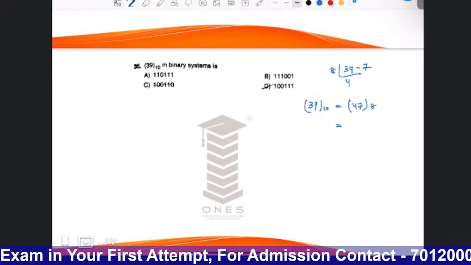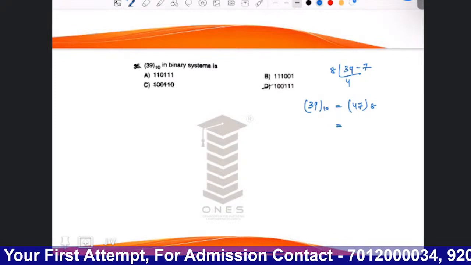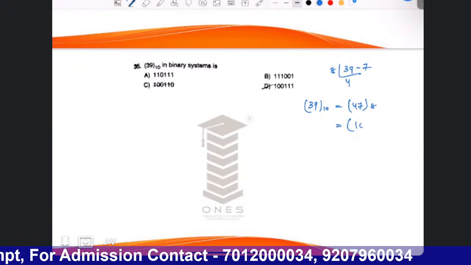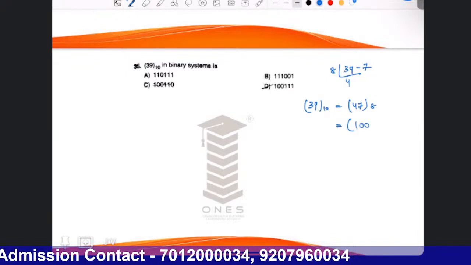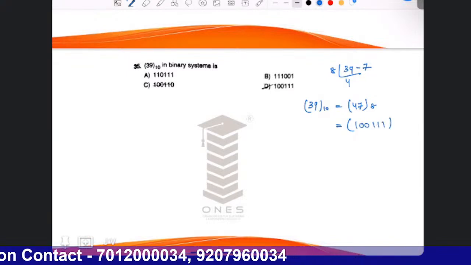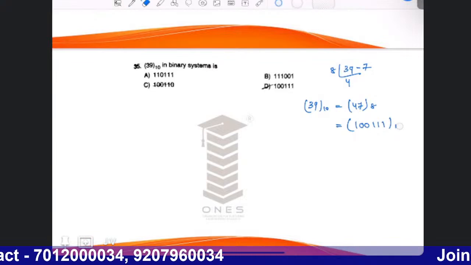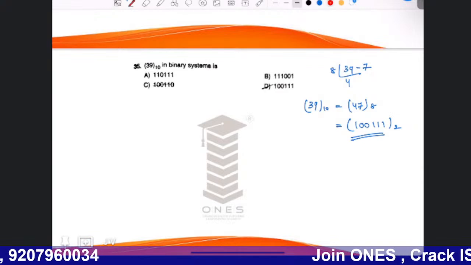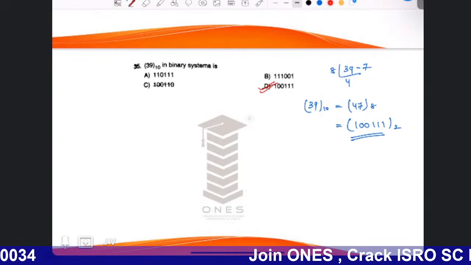So 39 in decimal is equal to 47 in octal. And 47 in octal നമുക്ക് ഈസിലി എന്ത് ആക്കി മാറ്റാം? ബൈനറി ആക്കി മാറ്റാം. 4 is what? 4 is 100. 7 is what? It is 111. Okay, so the correct option will be 100111. It will be option D.